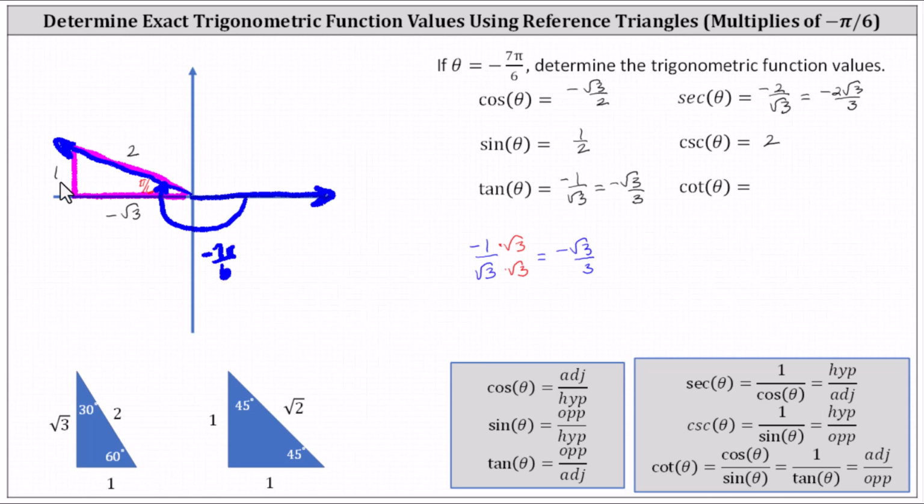And then finally, the cotangent function value equals the reciprocal of the tangent function value. The reciprocal of negative 1 divided by square root 3 is square root 3 divided by negative 1, which is negative square root 3. Cotangent negative 7 pi divided by 6 equals negative square root 3. Or if we want to use the reference triangle, cotangent negative 7 pi divided by 6 equals the ratio of the adjacent side to the opposite side, which is negative square root 3 divided by 1, which equals negative square root 3.